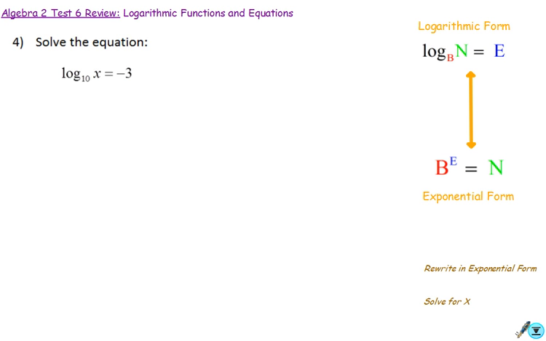Alright, so let's take a look at number 4. It says solve the equation. Okay, so again, it's in logarithmic form, right? Obviously, because it says log. This one already has an equal sign on there. On those other ones, I had you put in the equal sign, but this one already has one, so that's fine.